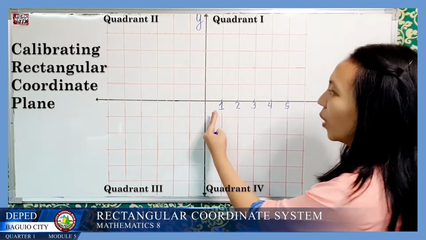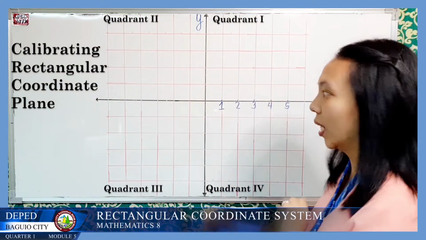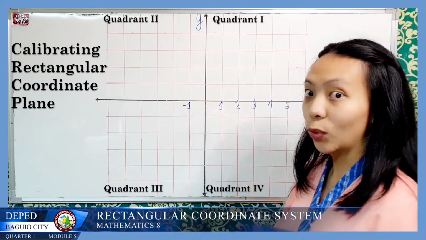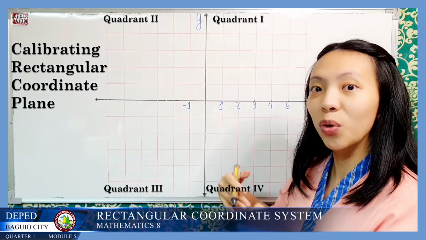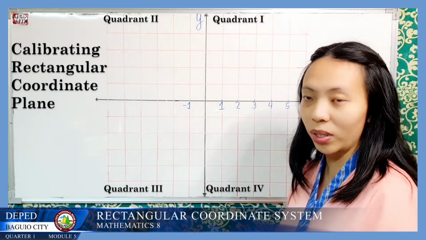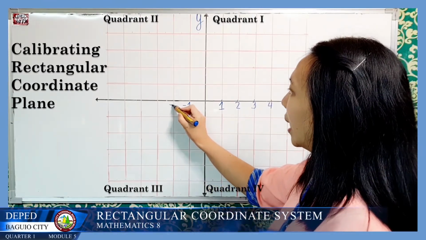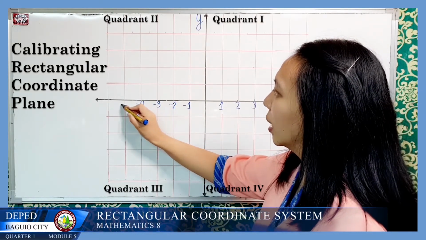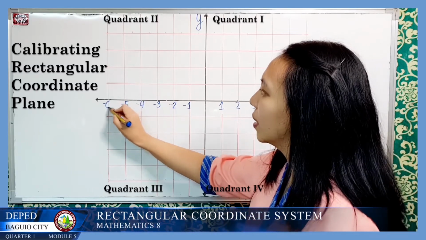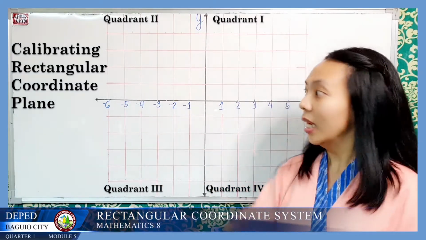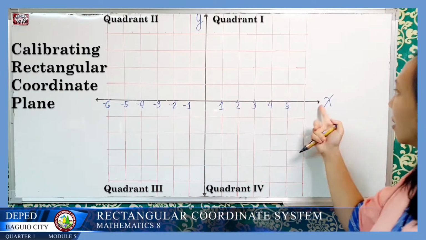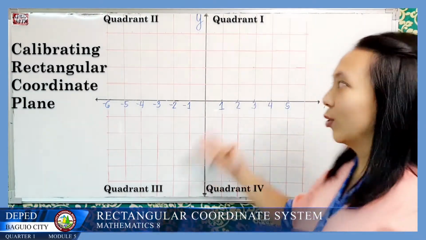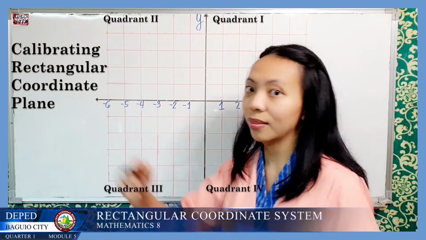Next, when we move to the left of the origin, this should be -1. Why is it negative? Because we are moving to the left of the origin, followed by -2, -3, -4, -5, -6, and so on. The arrowheads mean that we can extend infinitely to the right or to the left.